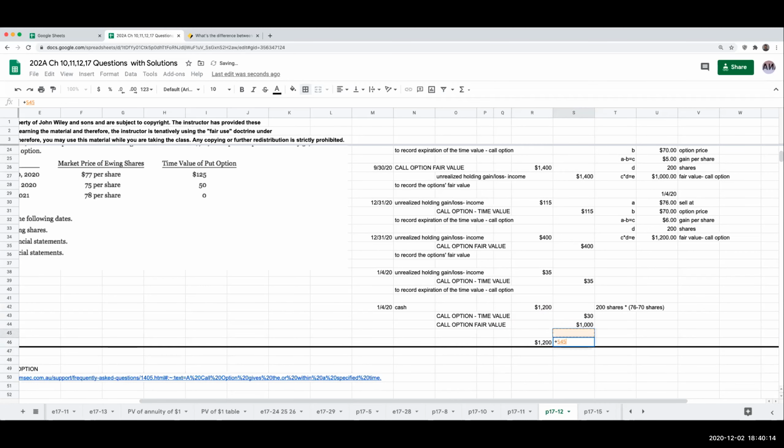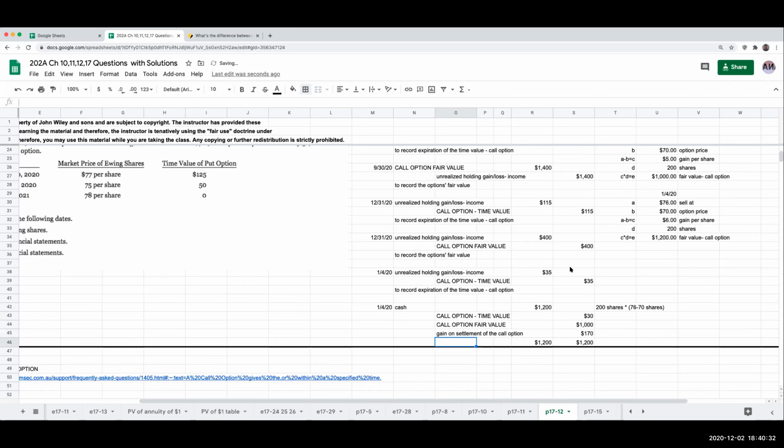I've got debits of 1,200. I have credits of 1,030. To balance this, I'm going to need a credit of 170. This is going to be my gain on settlement of the call option.